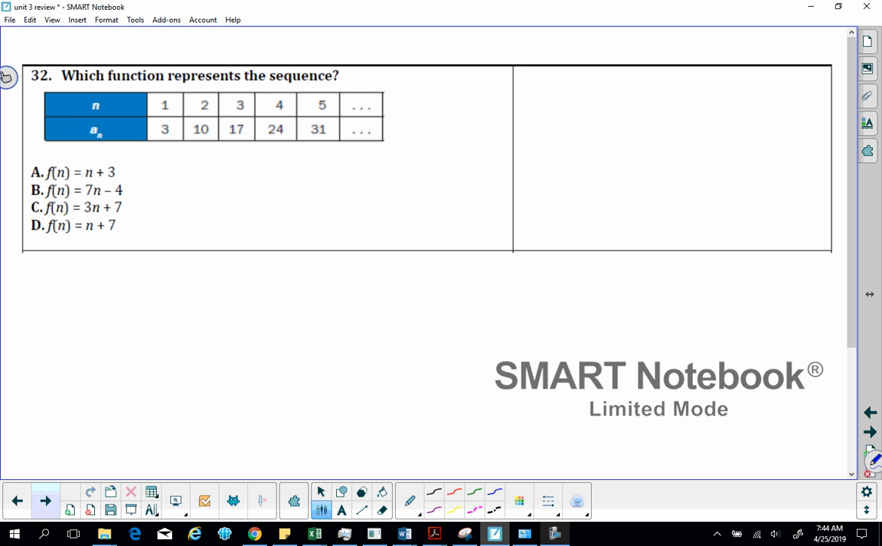This one, what was the answer? Number 30. C. Yep. No, it's not C. D. Which one? I put D. What is it? B. It's B.